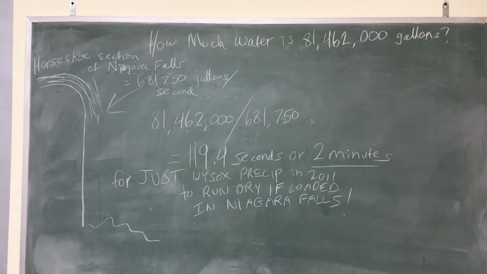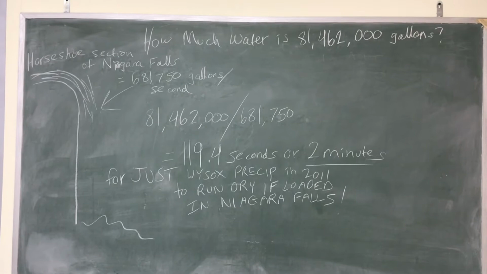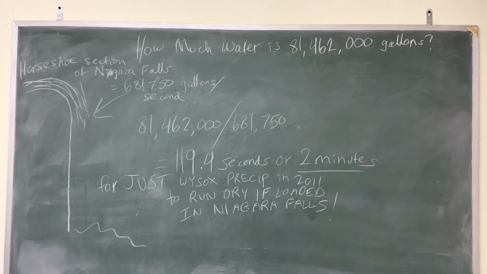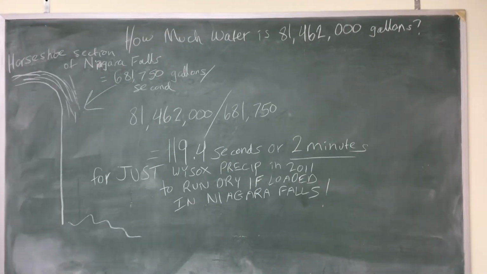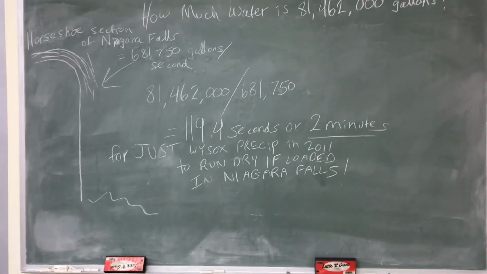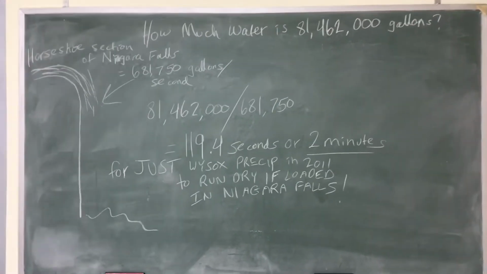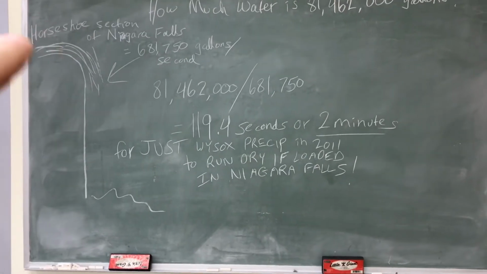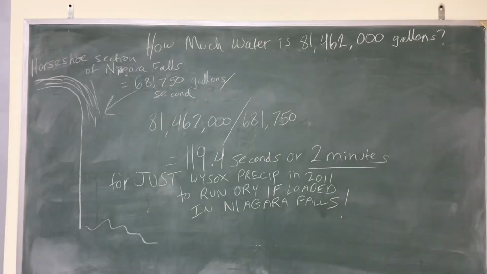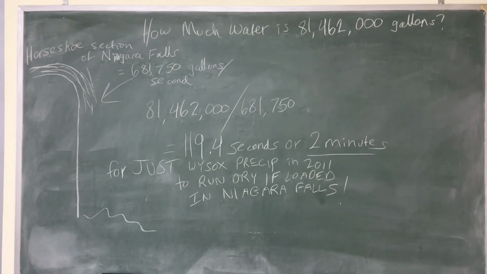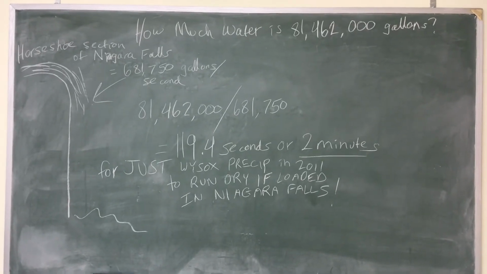All right, you have 81,462,000 gallons divided by 681,750, and you get 119.4 seconds, or almost exactly 2 minutes of time. All right, if you took that amount of rain that hit Wysox and you loaded it right into the Horseshoe section of Niagara Falls, and you let it run until it ran dry, it would go over the falls at full capacity for 2 minutes of time.